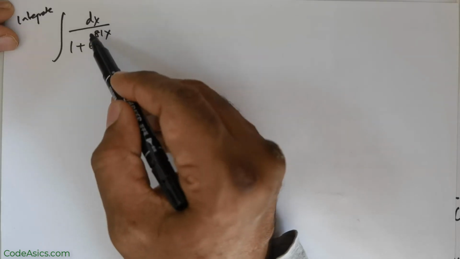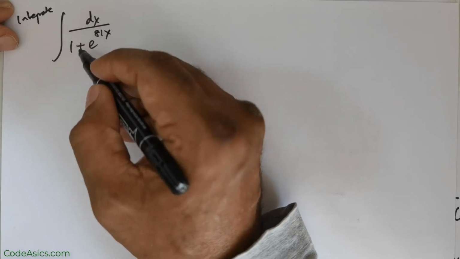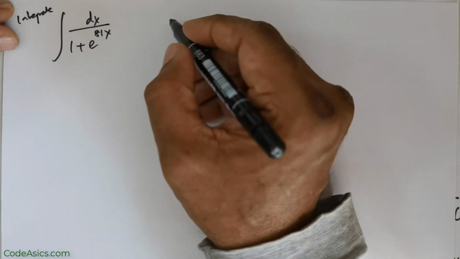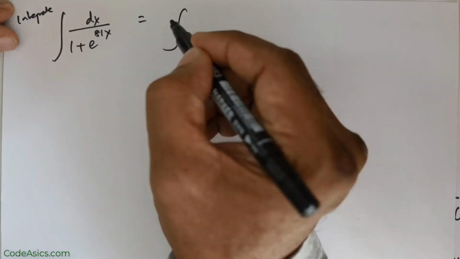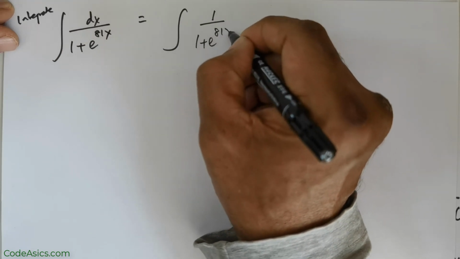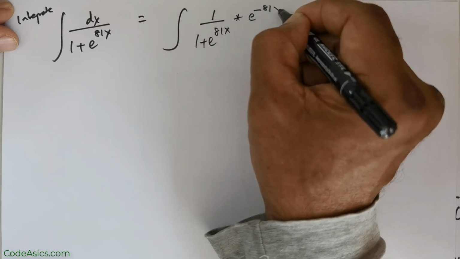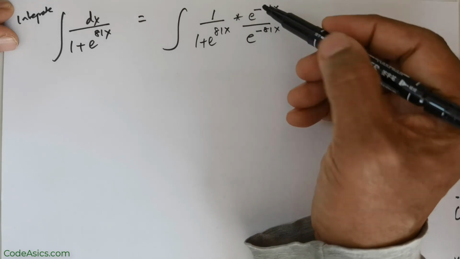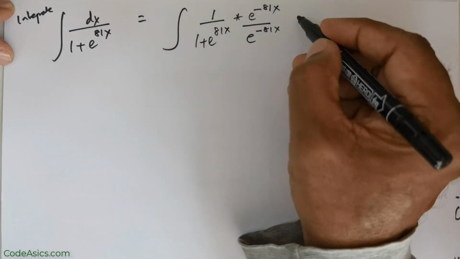Integral dx divided by 1 + e raised to the power of 81x. So don't be intimidated by these numbers over here. Now, first, what I wish to do is multiply. Let me rewrite this as 1 over 1 + e raised to the power of 81x. I'm going to multiply the numerator and the denominator by e raised to the power of negative 81x.